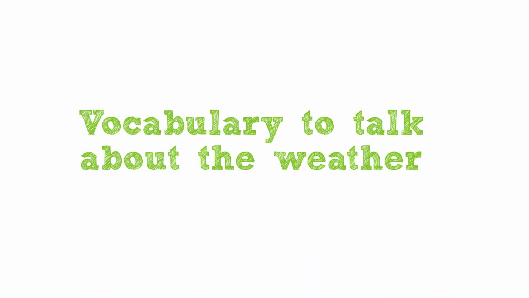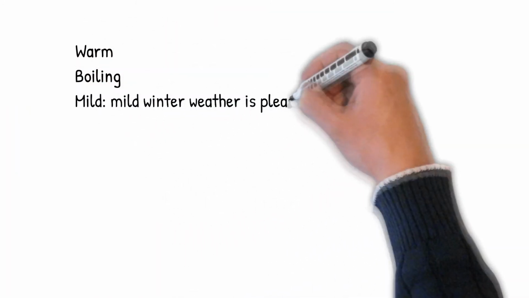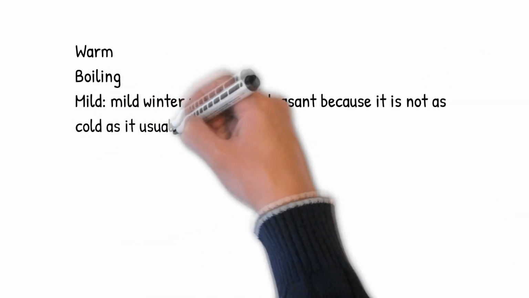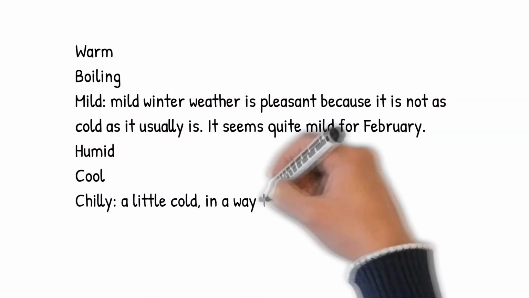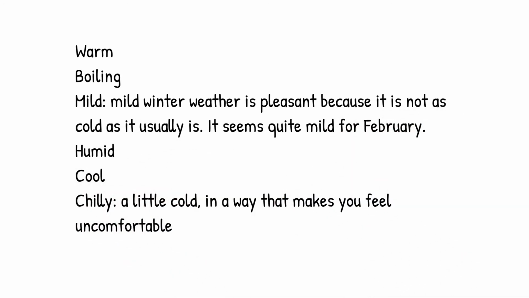For the last thing for today, vocabulary around the weather. Firstly, we could say it is warm. Or boiling, if it is too hot. The weather could be mild. Mild winter weather is pleasant because it is not as cold as it usually is. It seems quite mild for February. Humid, this is when there is too much water in the air. Cool or chilly, a little cold, in a way that makes you feel uncomfortable.